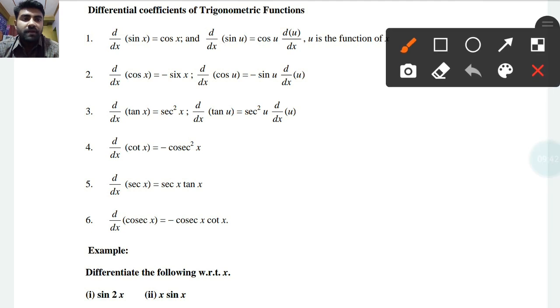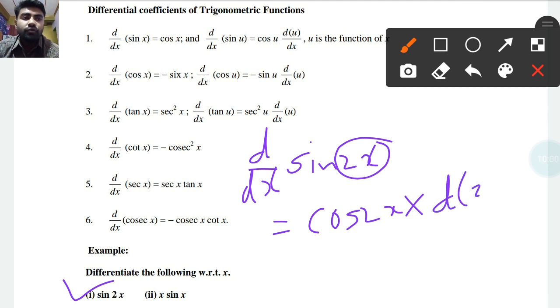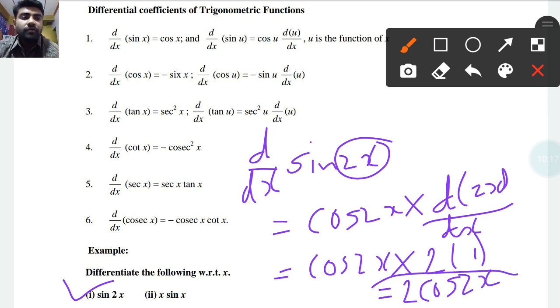Now time for exercise. So first of all, d by dx of sin 2x. First the function will be changed, cos 2x, and now we have to differentiate this one, so into d of 2x upon dx. So it is equal to cos 2x into 2, constant, dx by dx is 1. So that is 2 cos 2x. So that is the solution for the first equation.